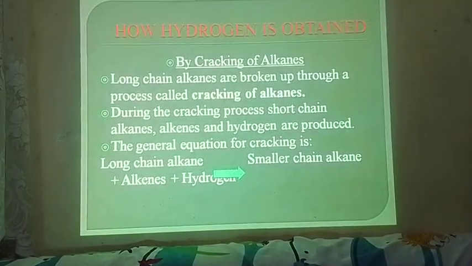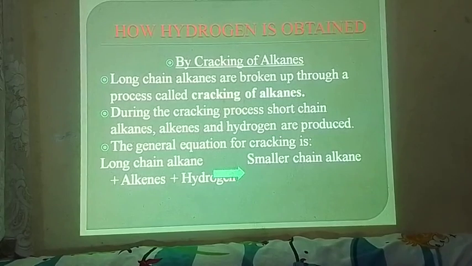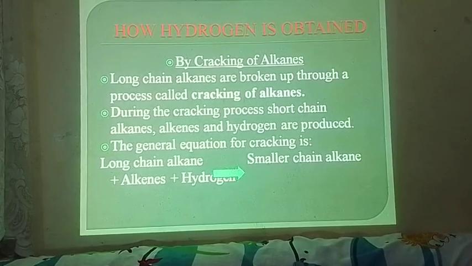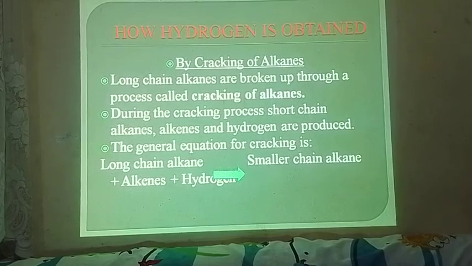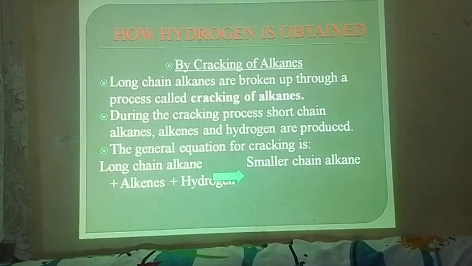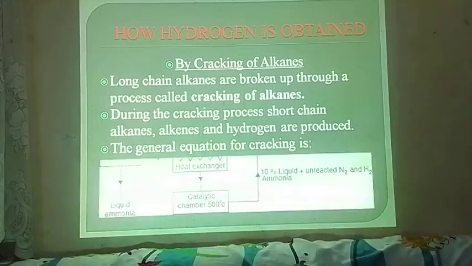Now, how about hydrogen? How is hydrogen obtained? By cracking of the alkanes. Of course, this is a long chains of alkanes. If you heat long chains of alkanes, or by using either heat or catalyst, then you end up having some smaller chains of alkanes and also alkenes together with hydrogen gas. And that is how we obtain hydrogen from cracking of long chains of alkanes.